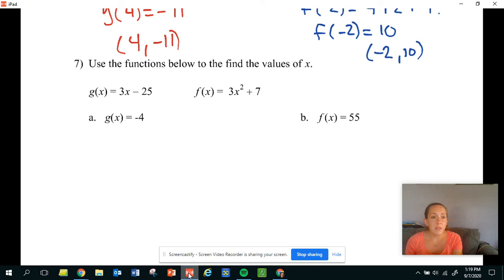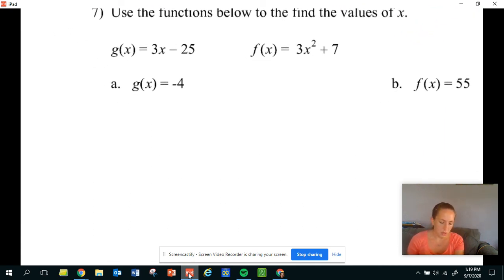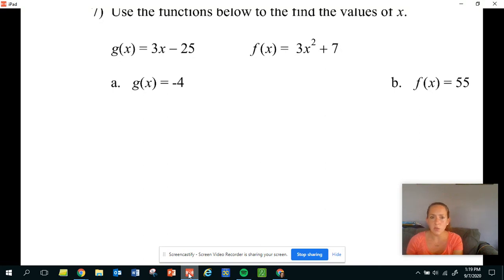Anyway, with this, the last thing is, in this case, it's telling you that g of x equals -4. It's saying the output is -4. So it's asking you, what is the input? What is x? So in this case, I'm going to take the g function and I'm going to set it equal to -4.